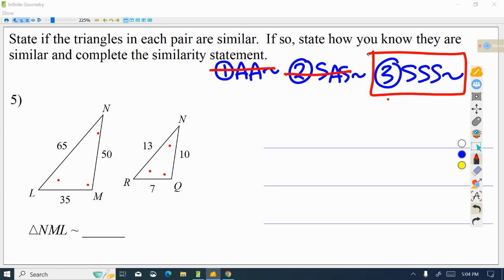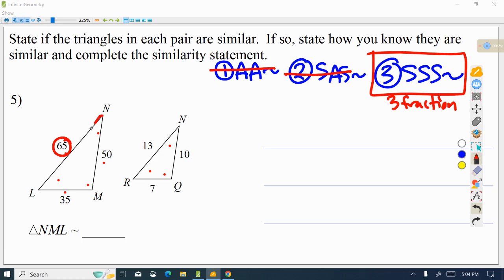All right, and this means we're going to use three fractions, and we're going to compare to see if all of them are equal to each other. If one of them is not equal to the other two, then we know they're not similar. Okay, so what I usually teach students to do is find the biggest side from the first triangle. In this first triangle, the biggest side is 65. Okay, we're going to compare that to the biggest side in the other triangle over here.